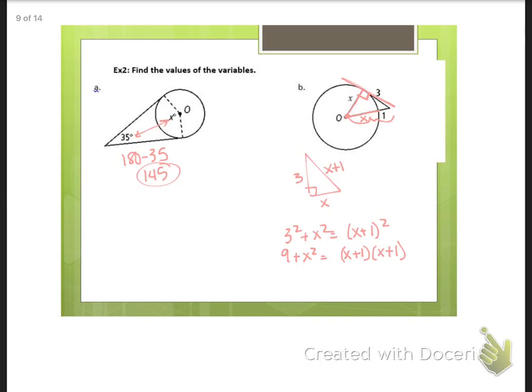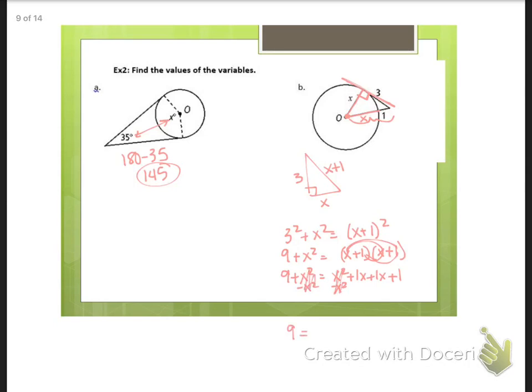And now I'm going to distribute. X times X is X squared. X times 1 is 1X. 1 times X is 1X. 1 times 1 is 1. If I subtract my X squareds, they're going to cancel. I'm going to set it up so that those should always cancel for you.